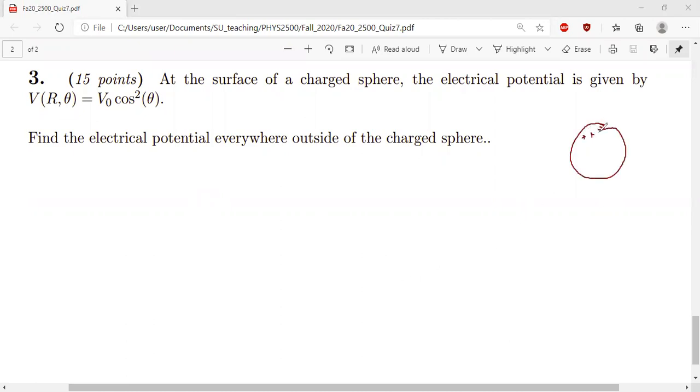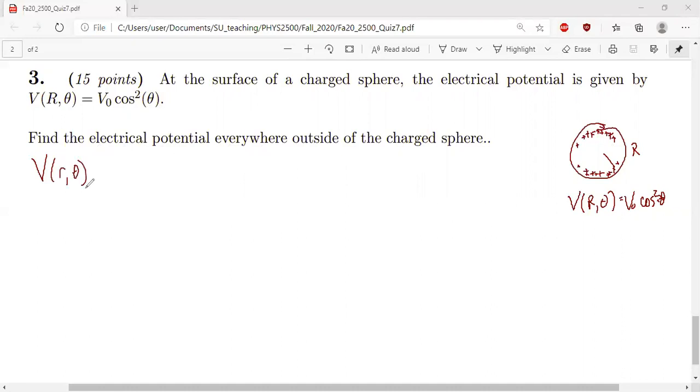So there's a charged sphere, and somehow I have a potential that's proportional to cosine squared. So this is some sort of non-perfect conductor, an insulator, and I painted a charge distribution on it at the surface. So this thing has a radius of r, and at the surface I have V naught cosine squared theta. And the question is, find the electric potential everywhere outside of the charged sphere. So finding the electric potential everywhere is essentially asking to find V of r and theta.